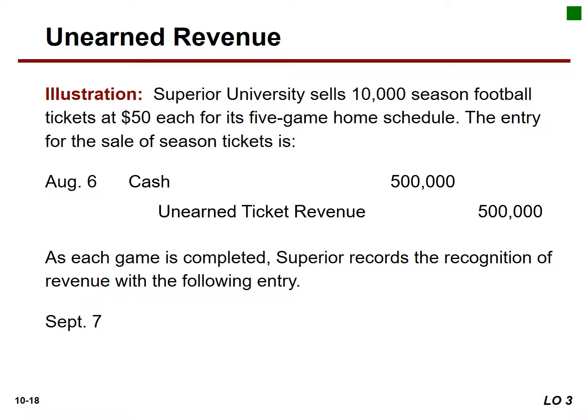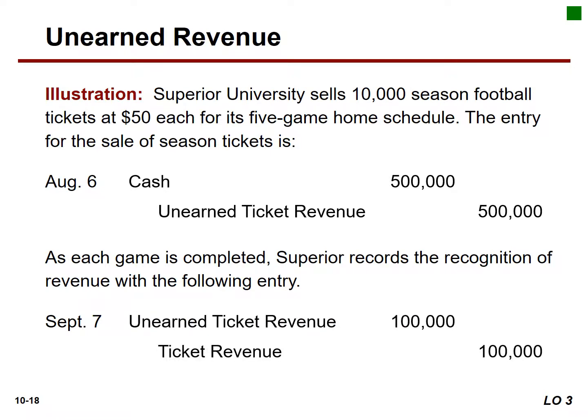If the first game is played on September the 7th, once that game is completed, then this university has provided the service of one of these 5 games. So we're going to recognize 20% of this unearned revenue as revenue. We're going to debit unearned ticket revenue for $100,000, credit ticket revenue for $100,000. Of course, this entry would be made after each of the home games have been played.